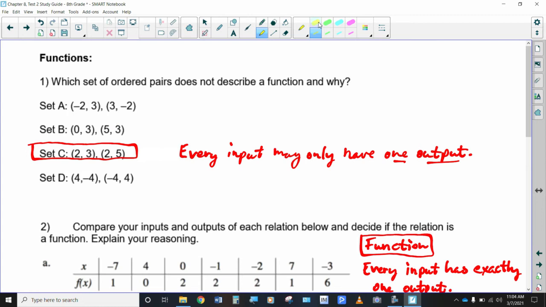Now, for functions, remember, when you've got functions, every input has to have exactly one output. It always has to be the same output. So when you're looking at these sets of numbers, we're looking for evidence where you plugged in a value for X and you got a different value for Y. Okay, so think back to the soda machine example that we had in our lessons from 8.3.1.